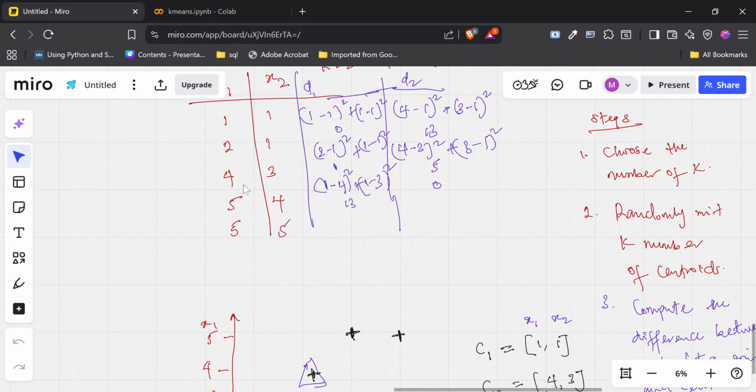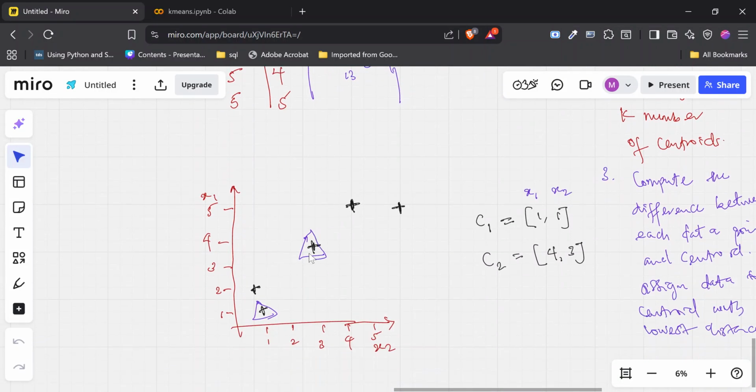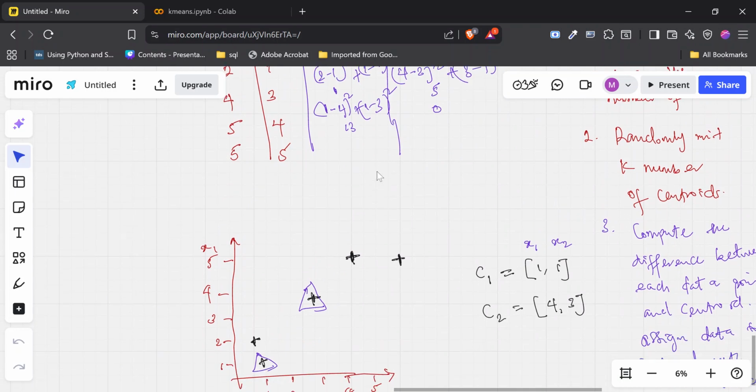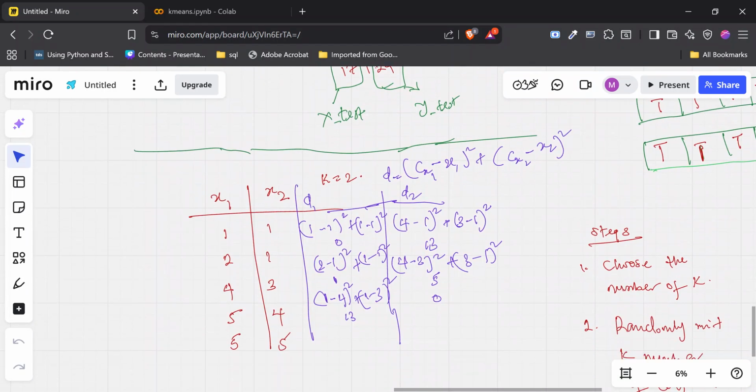Like this particular third one. So it means this particular data point should not belong to this place because it is 13 away from here, but it is 0 from this place. So basically, that's how we know where we should put each one.